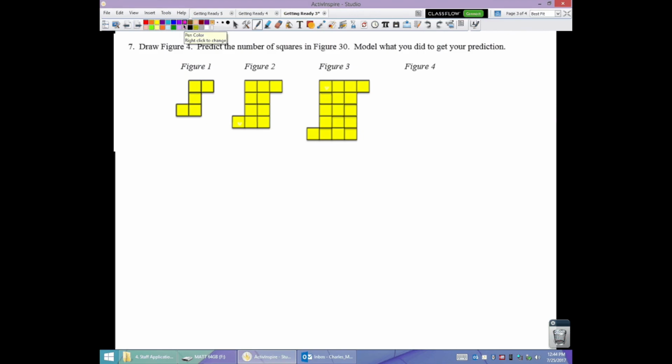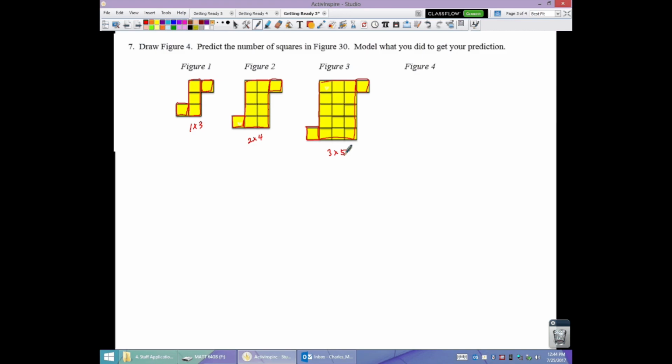Okay. So what I see going on in each of these, if I split this into sections, in all of them, I have a little square, one on the bottom left and one on the top right. And then I have a 1 by 3 rectangle. In this one, it becomes a 2 by 4. In this one, it becomes a 3 by 5.